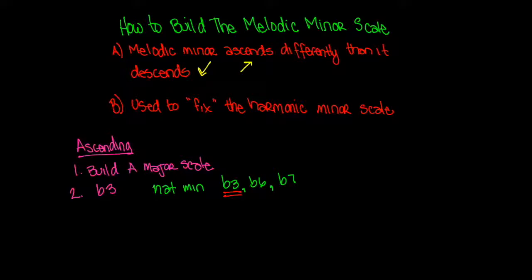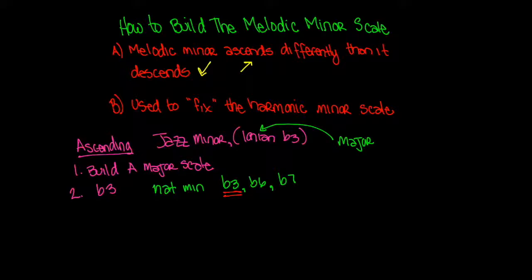Now, as we build that scale, because it has a flat 3 in it, a lot of times, instead of calling it melodic minor, you'll hear other people refer to just the ascending portion as jazz minor. Another one that you'll hear referred to a lot is Ionian flat 3. And Ionian is just kind of a fancy word for major, so that really just breaks down to major flat 3. Jazz minor is talking about the ascending portion. Ionian flat 3 is talking about the ascending portion. So you really want to make sure you get that straight.